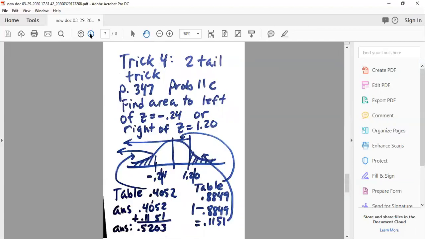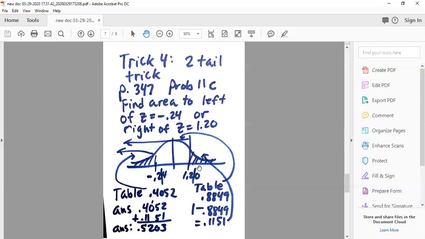All right, we have trick 4. It's the last trick on page 347, at least through problem 11. Last trick for today. We'll save the rest of the tricks for Friday. This is the two-tailed trick, page 347, problem 11c. We're going to find area to the left of negative 0.24 or right of 1.20.